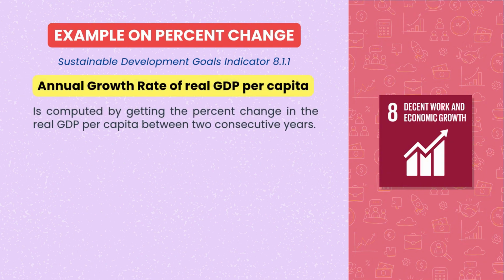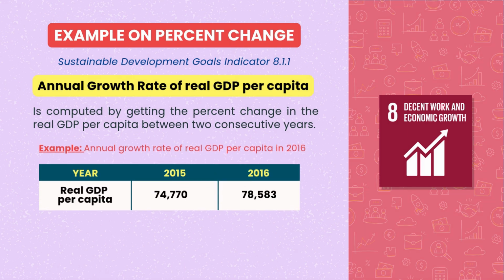Annual growth rate of real GDP per capita is computed by getting the percent change in the real GDP per capita between 2 consecutive years. Our example is the annual growth rate of real GDP per capita in 2016. We have here the values of real GDP per capita for 2015 equal to 74,770. And for 2016 equal to 78,583. And this is from the PSA.